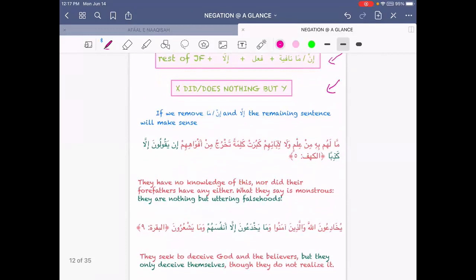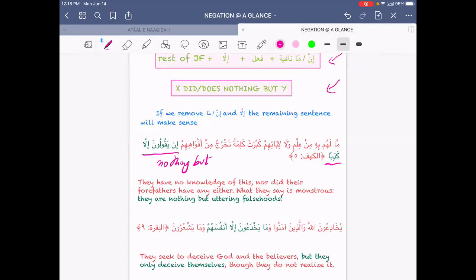Right? Like for example, إِن يَقُولُونَ إِلَّا كَذِبًا. They all are nothing but uttering or saying falsehoods. So if I remove in and illa, يَقُولُونَ كَذِبًا, they are saying falsehoods or they are uttering falsehoods. So the meaning is understandable, the meaning is complete. But in and illa just add "nothing but" to the meaning. So this is "nothing but," right? They do nothing but lie.